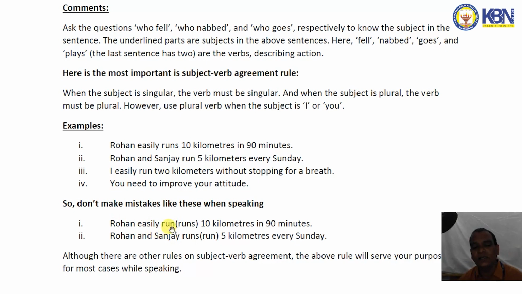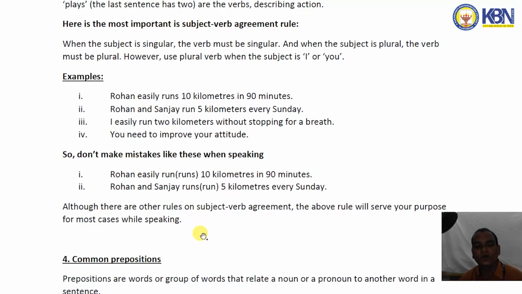Rohan easily run, wrong construction. Rohan easily runs is the correct construction. Rohan and Sanjay runs, wrong construction. Rohan and Sanjay run is the correct construction. So we should mind how we use the singular form and how we use the plural form. Although there are other rules on subject verb agreement, the above rule will serve your purpose for most cases while speaking.